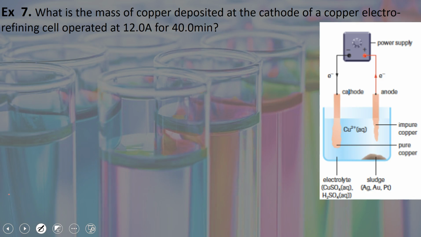All right, so here is an example. What mass of copper will be deposited at the cathode of a copper electrorefining cell if it's operated at 12 amps for 40 minutes? Essentially what's happening here is they have some sort of copper ore. Most metals don't exist by themselves. They're ores, and so we have to refine them. They're adding electricity to this impure copper ore, and it goes into solution, and once it's in the solution, it will attach at the cathode in a purified form. So what mass of copper deposited at the cathode will be produced?